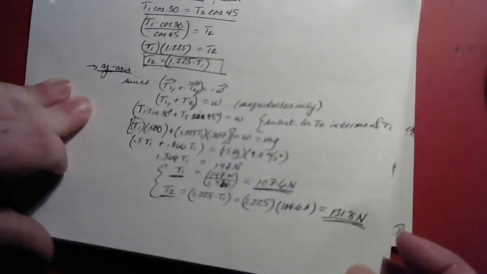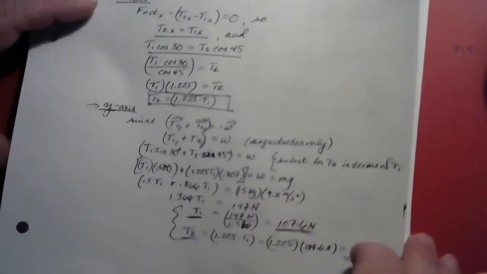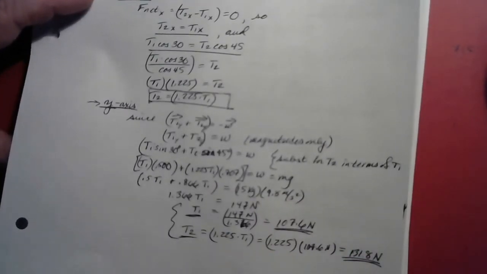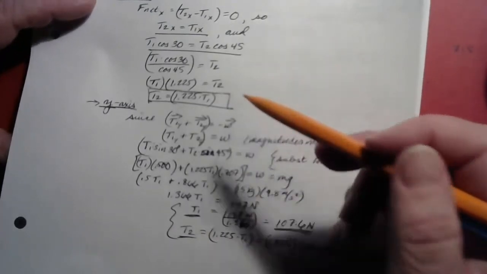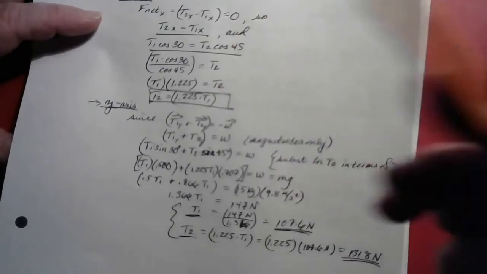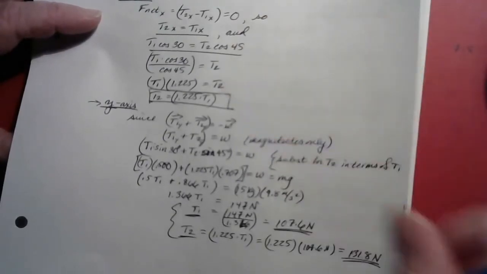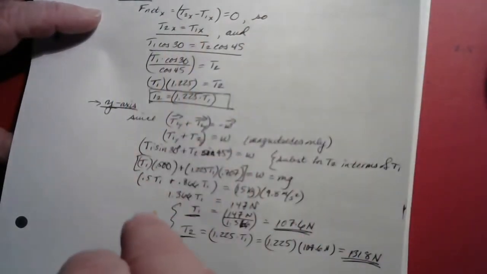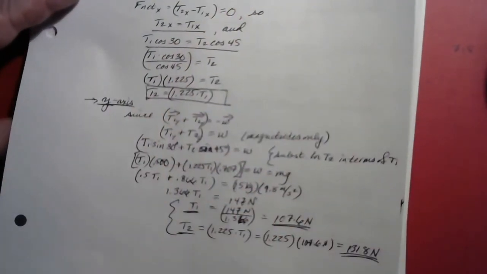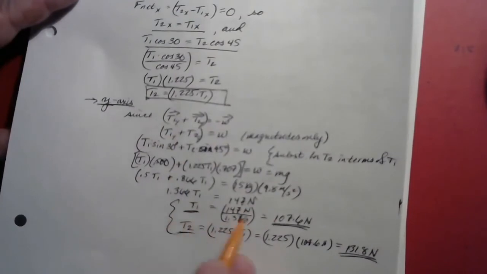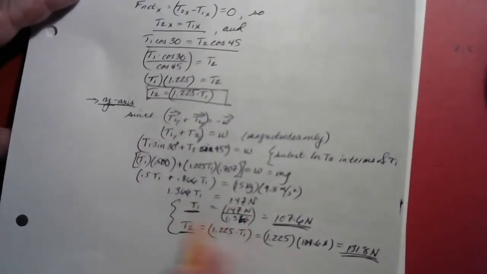So again, there's a lot of algebra involved here. Like I said, when you have two equations and two unknowns, the first thing to do is solve for one of the unknowns in terms of the other unknown, and then substitute that in for the second unknown, so that you only have one unknown in the equation, and then you can solve the equations.